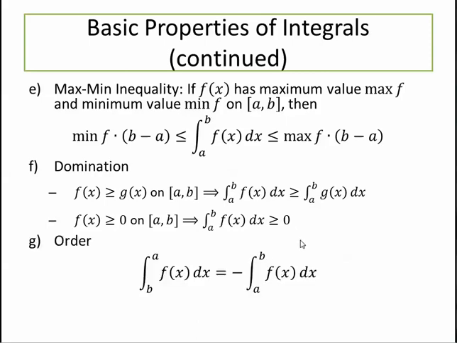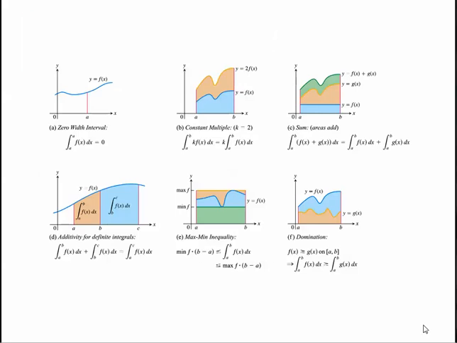And the final property is the order property, and it says if you want to switch your orders of integration, then all you need to do is put a negative sign and go ahead and switch them. So this next slide is a graphical representation of the first 6 properties. The first one was the zero width interval where your limits of integration are the same. So that means I'm going from a to a. All I'm getting is a line, and lines have no area, so that's equal to 0.